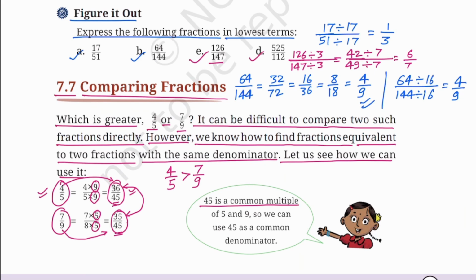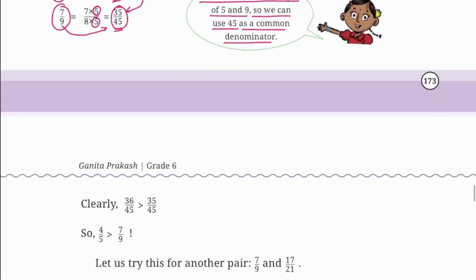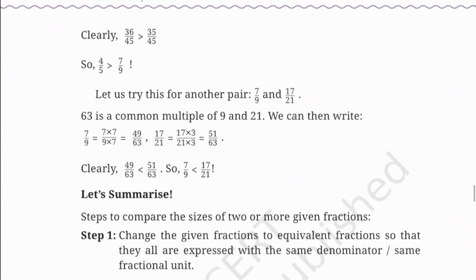45 is a common multiple of 5 and 9. So we can use 45 as a common denominator. Clearly, 36 upon 45 is greater than 35 upon 45. So 4 upon 5 is greater than 7 upon 9. Let us try this for another pair, 7 upon 9 and 17 upon 21.